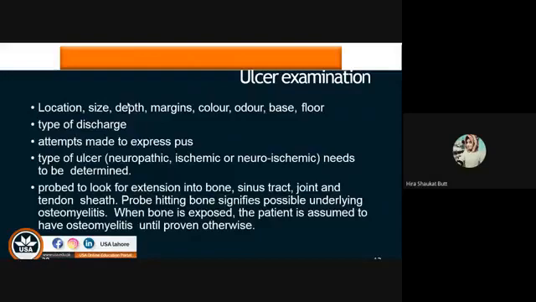So you have to go for the specific symptoms. Then probe to look for extensions into bone, sinus tract, joint, and tendon sheath. You have to go through the grading of the wound, whether it is superficial right now or has been converted into something deeper. Probe hitting bone signifies possible underlying osteomyelitis. Obviously, if the wound has become deep, then there will be a chance of involvement of the bone as well. And when the bone is exposed, the patient is assumed to have osteomyelitis. But this is a very late stage. How the grading is done will be discussed in the upcoming slide.